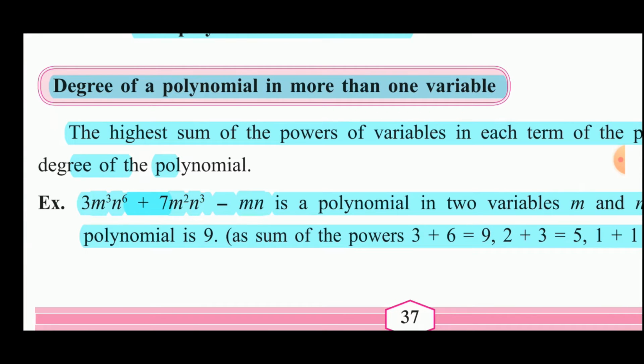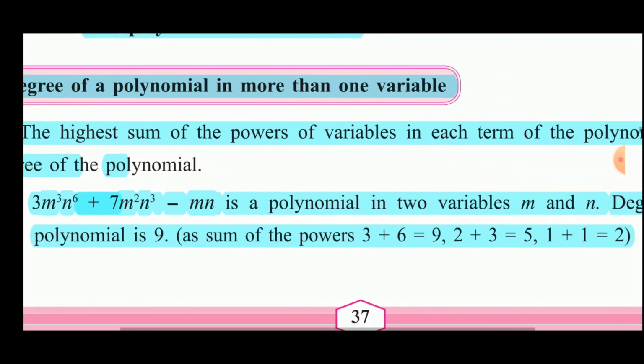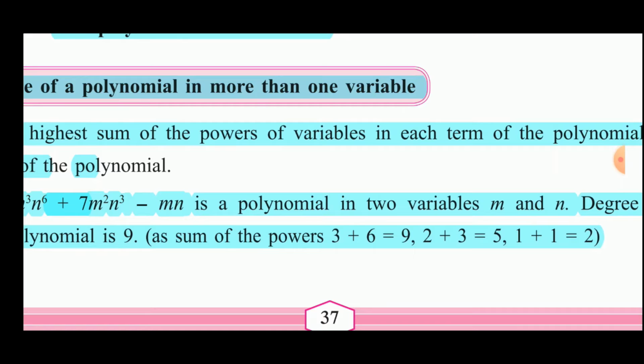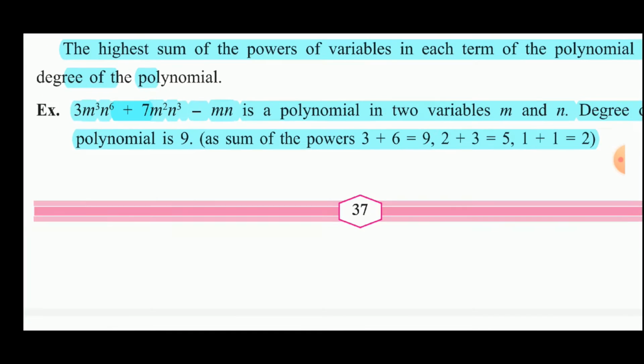3 plus 6 is 9. 2 plus 3 is 5 and 1 plus 1 is 2. So what we see, the sum of the powers, when you take it here, you get 9, 5 and 2. So the highest power is 9. So 9 is the degree of this polynomial.